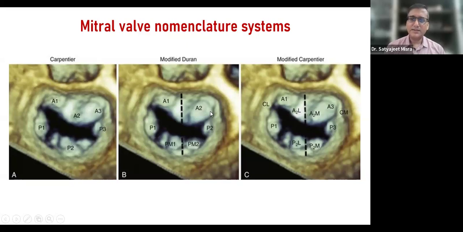But even this was an insufficient classification, because there is a part between the A1 and A2 which does not have any terminology. So it's not very clear whether this is attached to the lateral papillary muscle or to the medial papillary muscle.